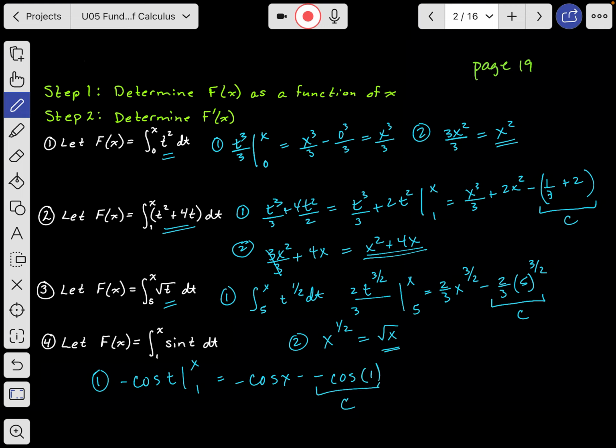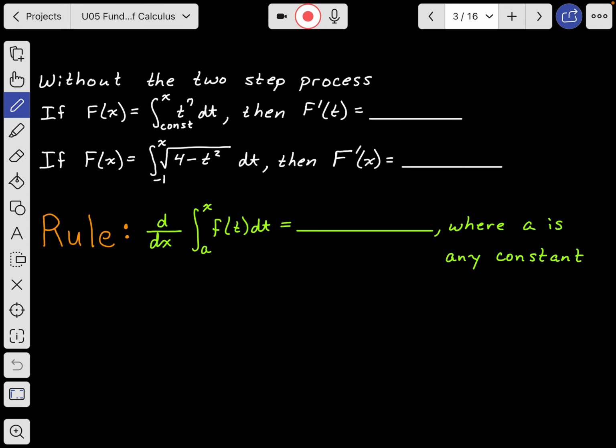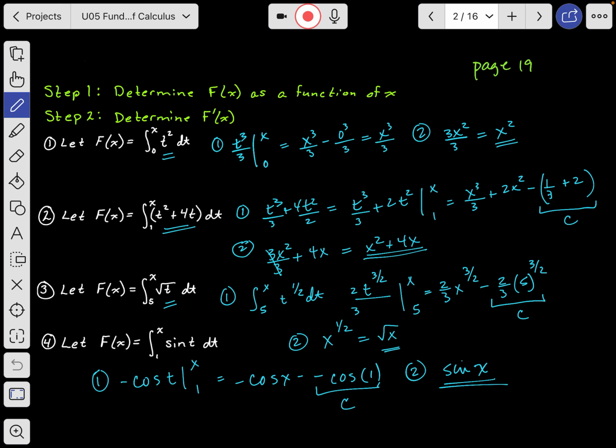This is a constant. The derivative will go to 0. So in step 2, we need the derivative of negative cosine, which would be, the derivative of cosine is negative sine, so a double negative, which would give you just sine. All right, and that's what we ended up with. Okay, so without the two-step process, did you notice what was happening? We were just evaluating the function at x.